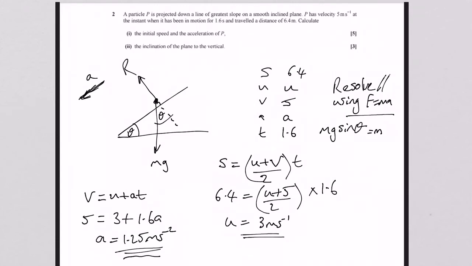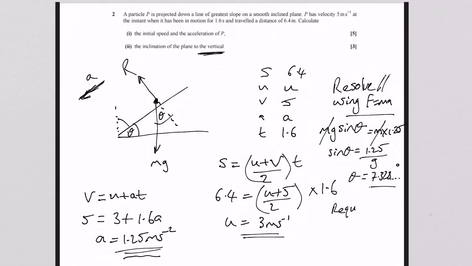Now A is what you just worked out, 1.25. The m's we don't know, but they cancel, so we end up with sine theta equal to 1.25 over g. If you do inverse sine, you'll get the angle 7.328, but that's not the angle we're asked for because it wants the angle to the vertical. That's actually this one here, which is going to be 90 minus this angle. So the required angle is 90 minus theta, which comes out as 82.7 degrees to 3SF.